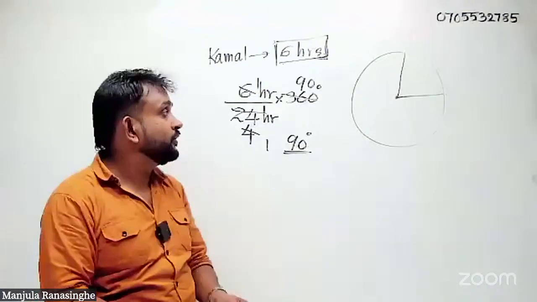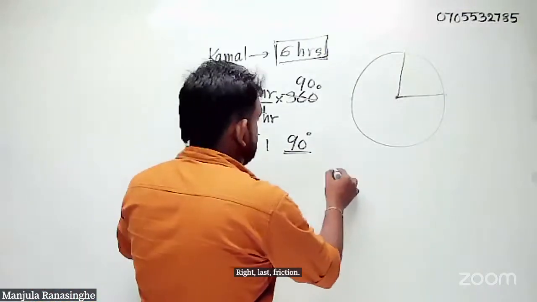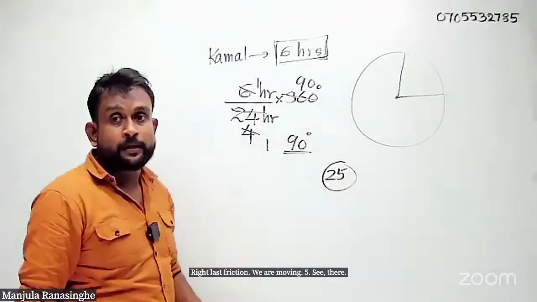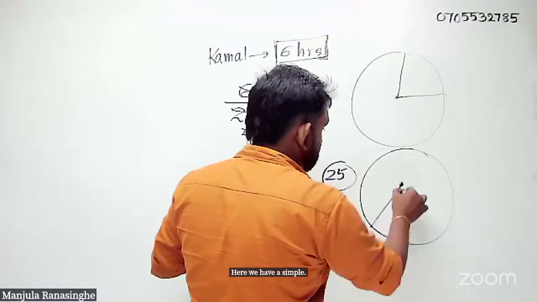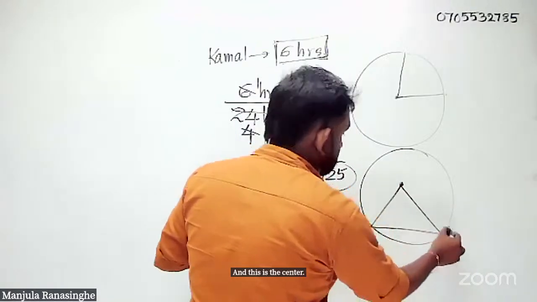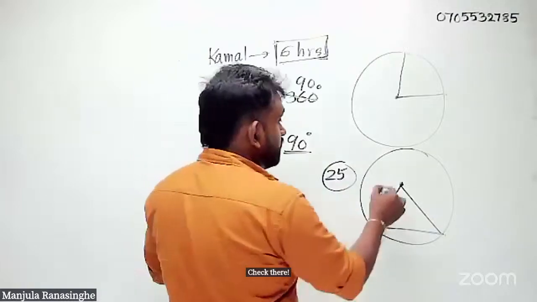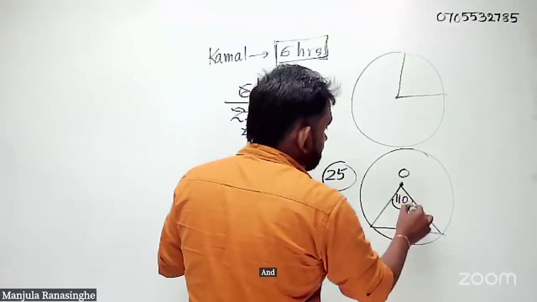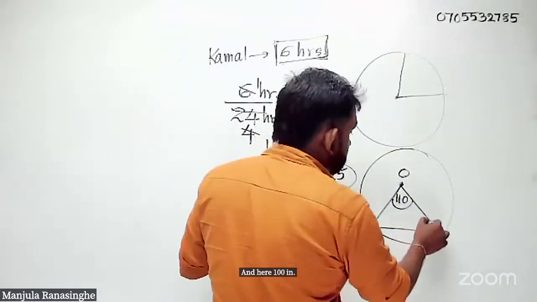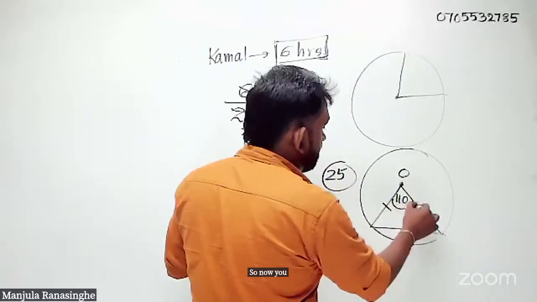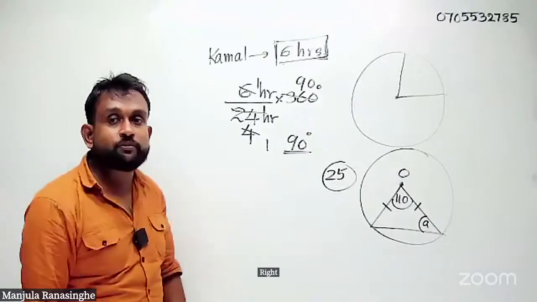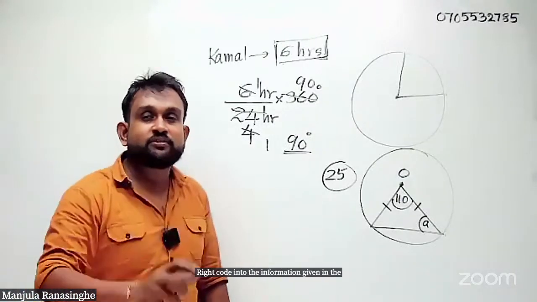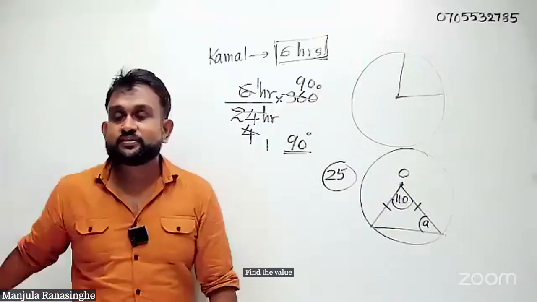Right. Last question, we are moving to question 25. Here we have a circle and this is the center O. Here is 110 and here is A. According to the information given in the following figure, find the value of A. O is the center of the circle.